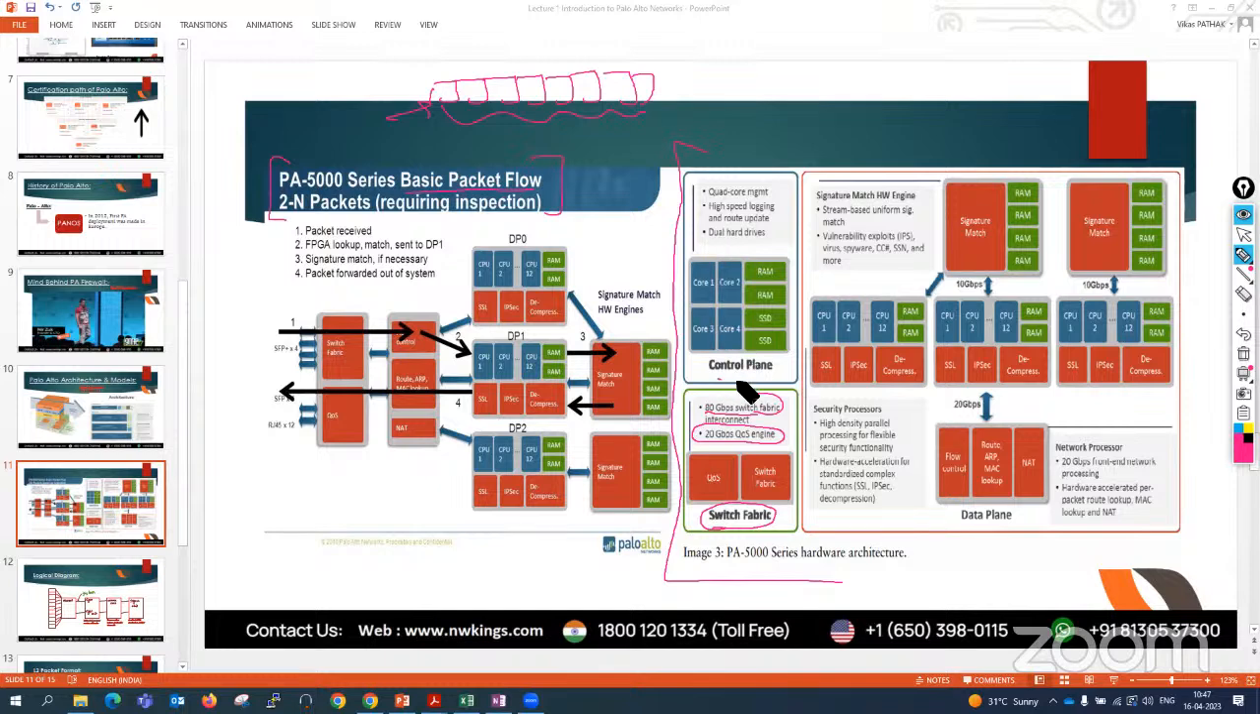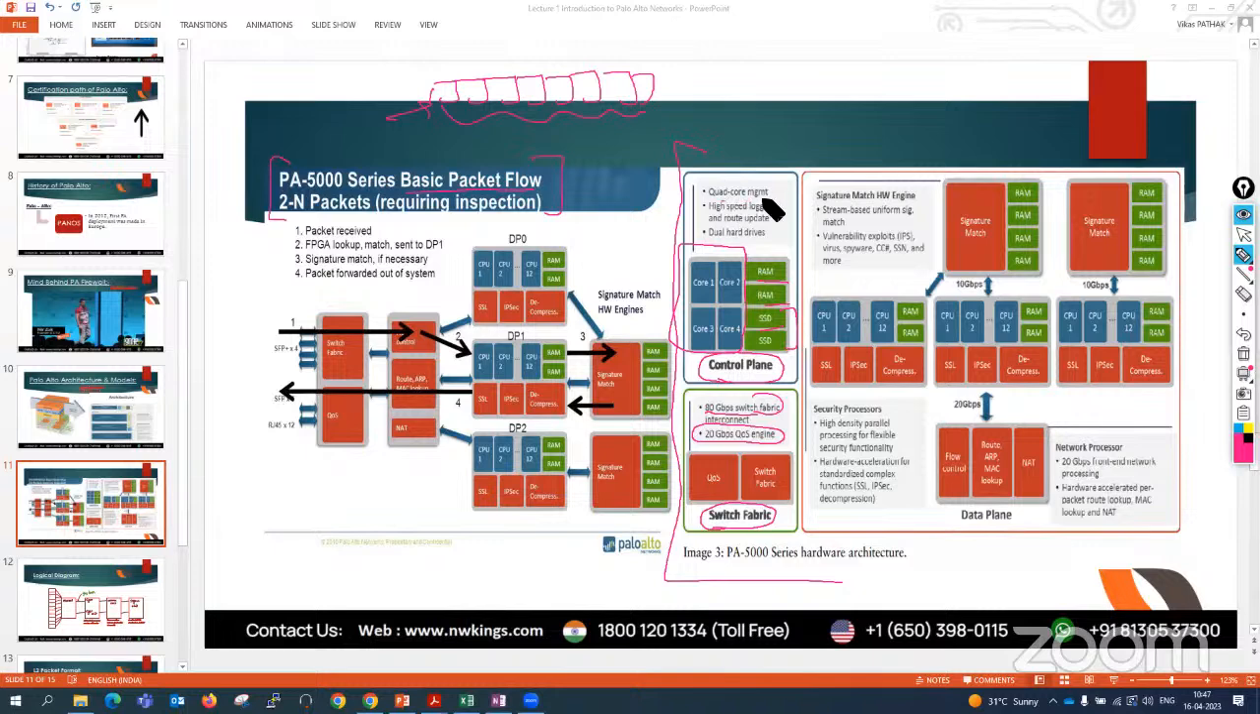Now we have a control plane. Can you see how many cores are there? 4. We have a 4 core CPU dedicated for this control plane, and we have multiple RAM and the SSD over here, right? Yes. And this is all together a separate thing.